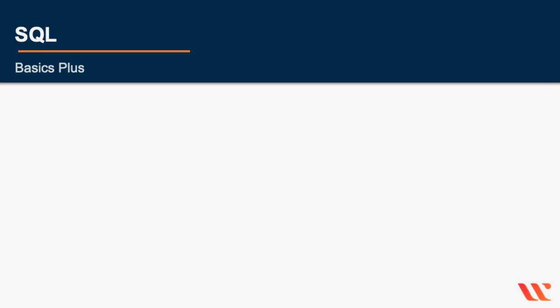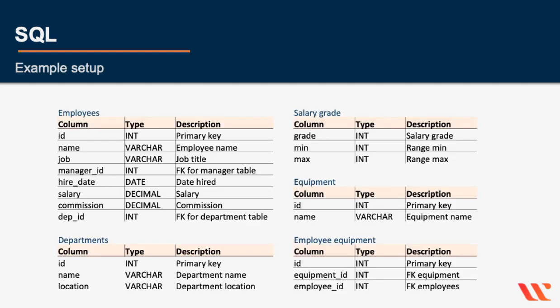In this lecture, we'll explore the SQL basics and the basic commands that we can use in SQL. This is the example setup that we'll be using throughout this lecture and the next lectures. We have 5 tables here: employees, departments, salary grade, equipment, and employee equipment. Just the first 2 will be used for most of the time, just the employees and the departments.